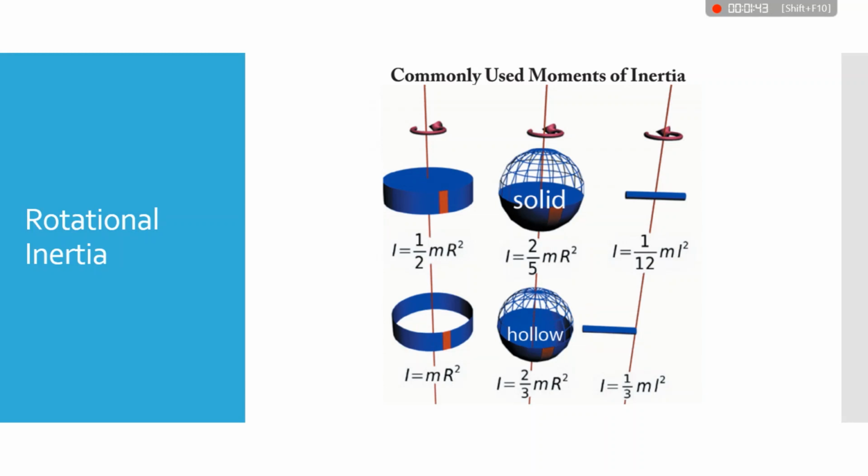Okay, these are some common moments of inertia that I pulled from our textbook. So we've got a solid disc or solid hoop, and then a hollow hoop, a hollow sphere, a solid sphere, a rod, either at the center or a rod at the end.